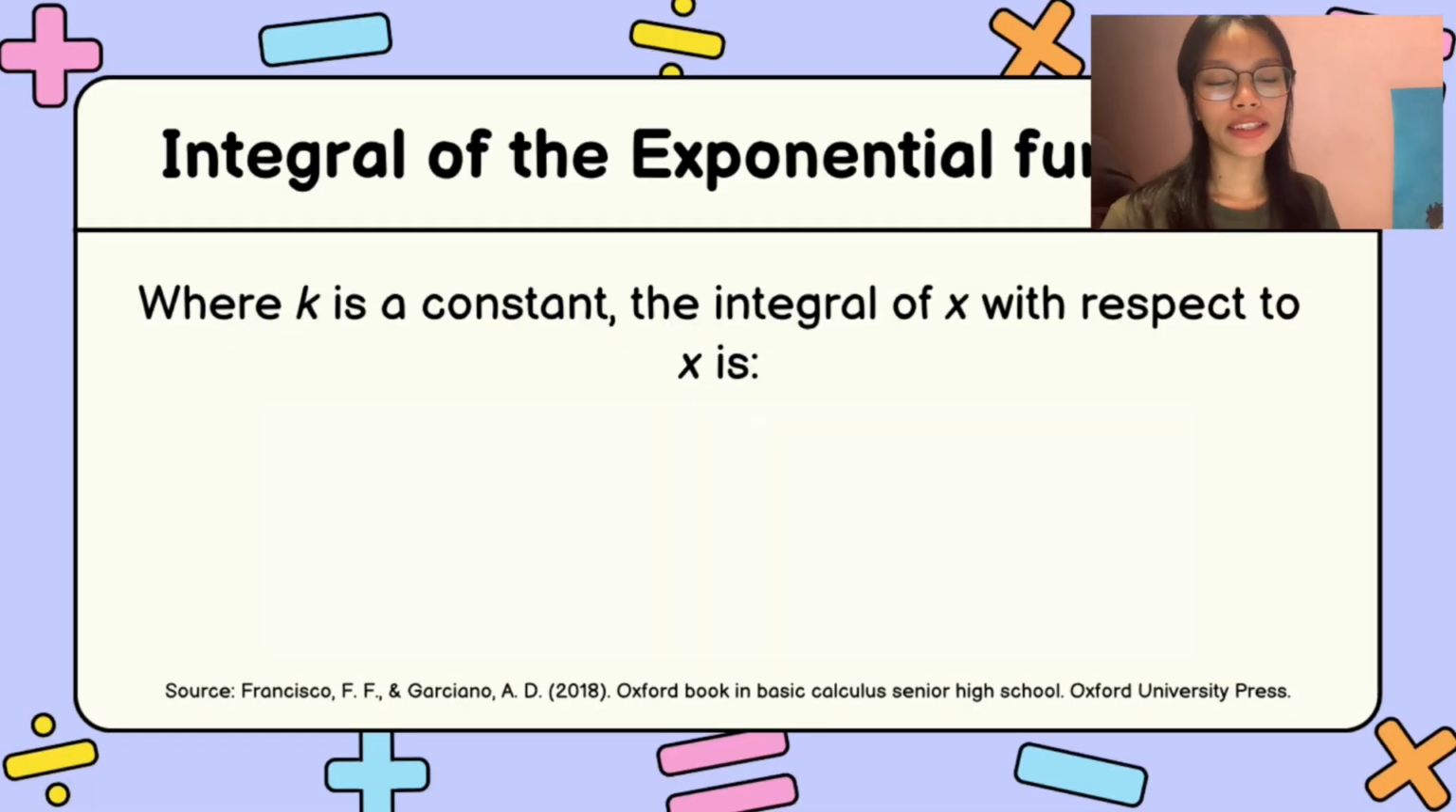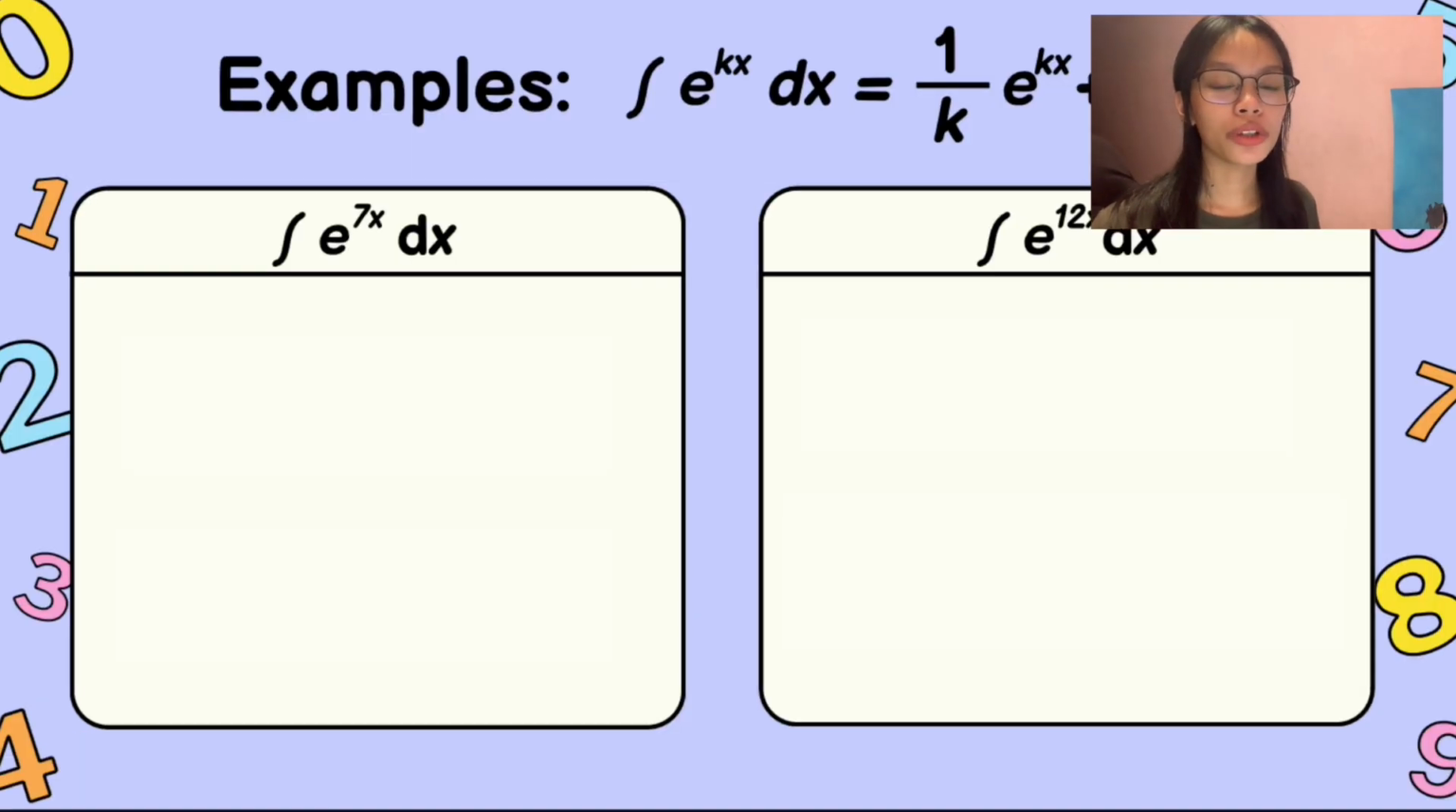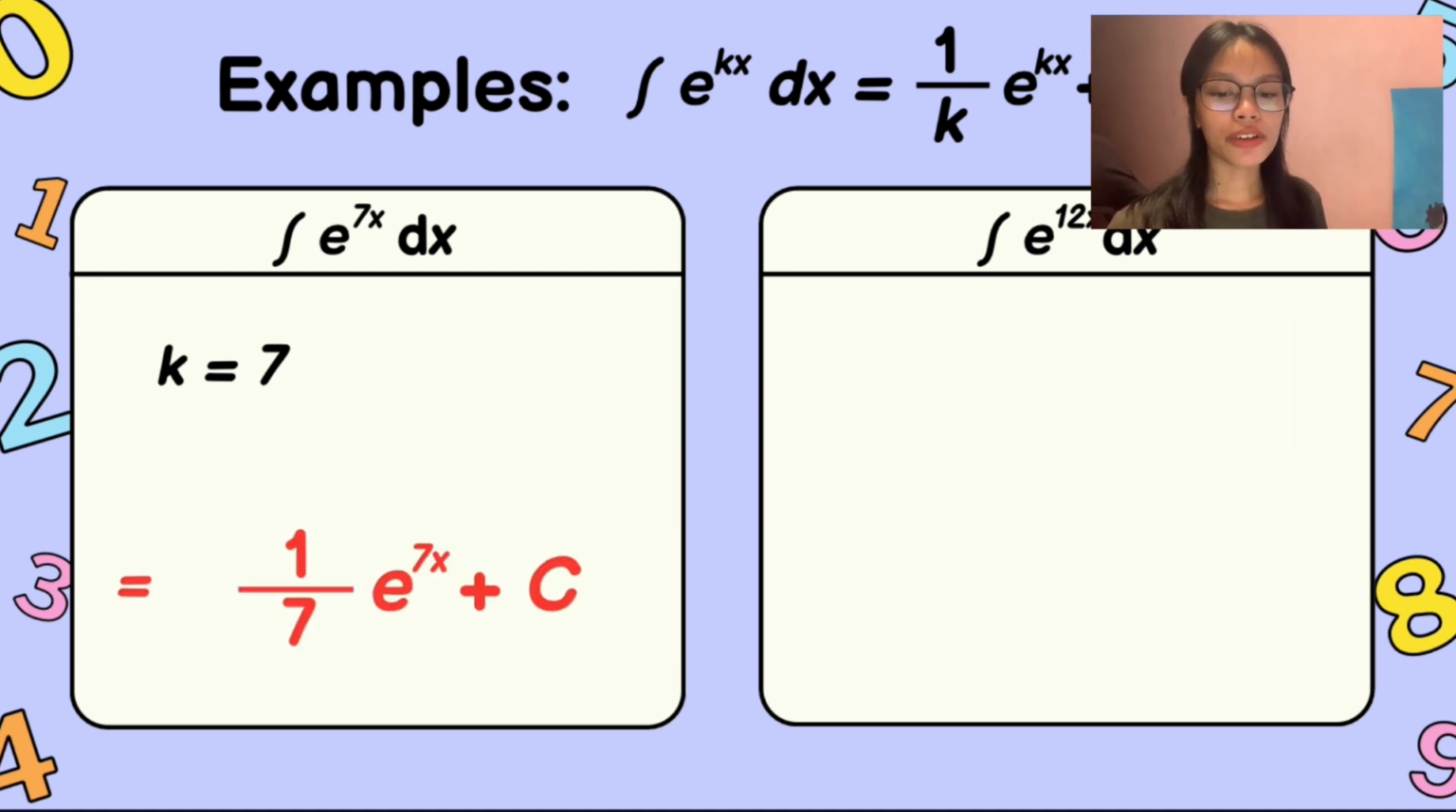Our next rule is the integral of exponential function, where k is a constant. The integral of e raised to the power of kx dx is equal to 1 over k e raised to the power of kx plus c. This rule is simple because you only need to substitute the k or the constant. Since k is equal to 7, our answer will be 1 over 7 e raised to the power of 7x plus c following the formula.